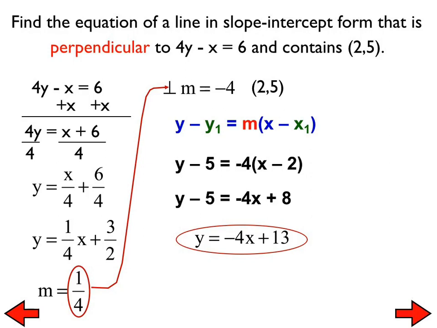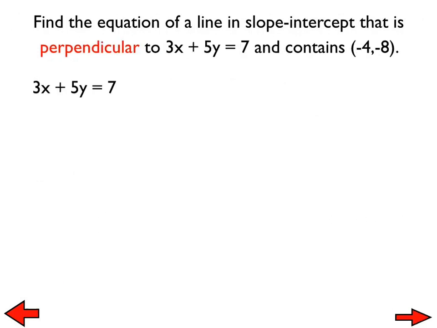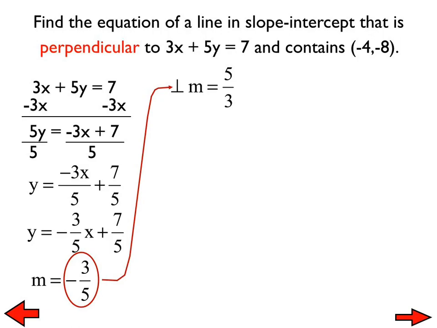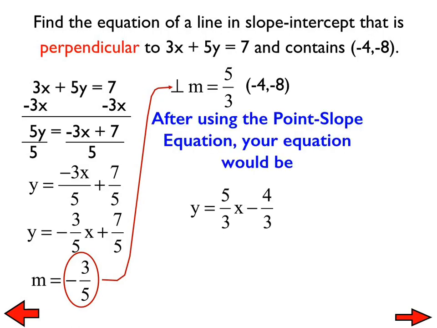All right, in the next problem, I asked you once again to only find the slope. So once again, we need to put it in slope-intercept form. It is now in slope-intercept form. That's the slope of that line. The opposite reciprocal to that, which is what we need for perpendicular lines, would be positive 5/3. I'll go ahead and finish that one off. And that's what it would be. y equals 5/3 x minus 4/3.